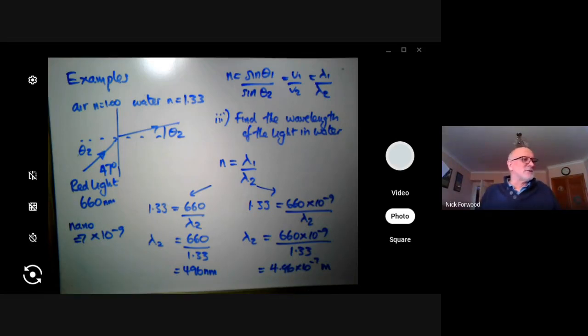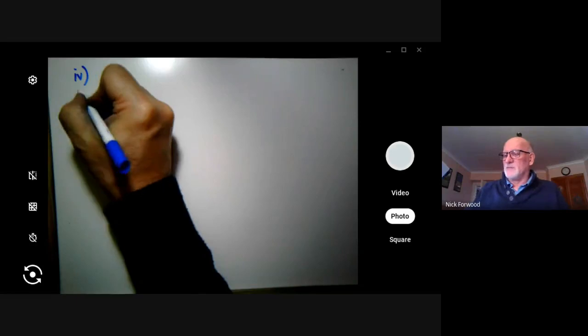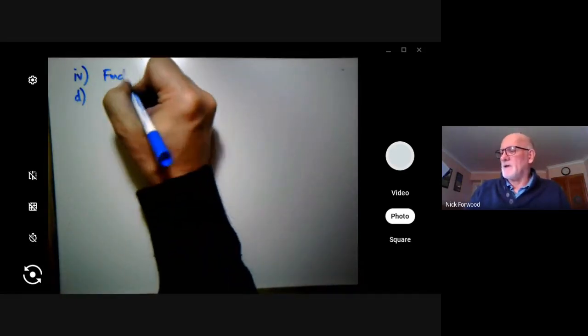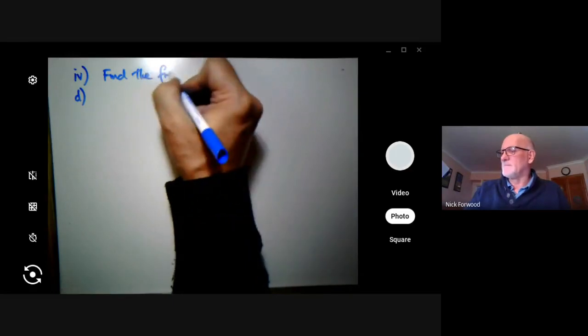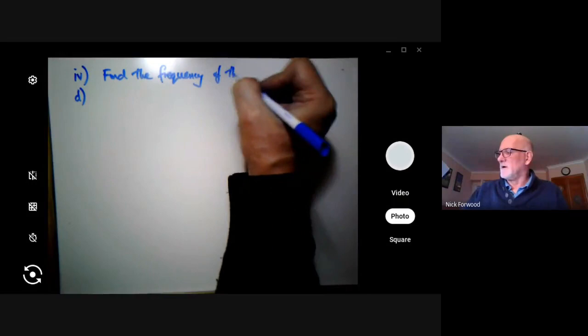It doesn't matter. Right, now, last thing, part 4, is what's the frequency? The frequency is the same, stays the same when it goes from one material to the other. So part 4, or A, B, C, part D, whichever one it is, I can't remember because I keep rubbing it out. Find the frequency of the light.